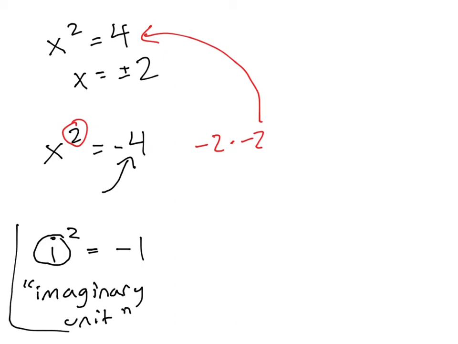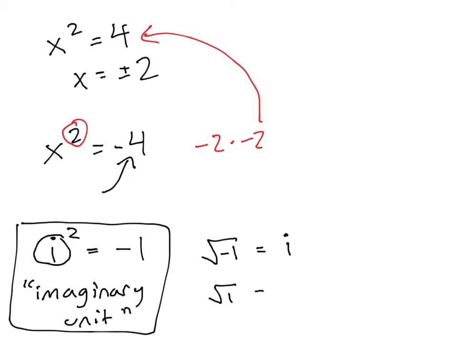The definition of i is that it is the number whose square is equal to negative 1. So a similar statement would be that the square root of negative 1 is equal to i, just like the square root of positive 1 is equal to 1. So think of i like it is the imaginary equivalent of 1.